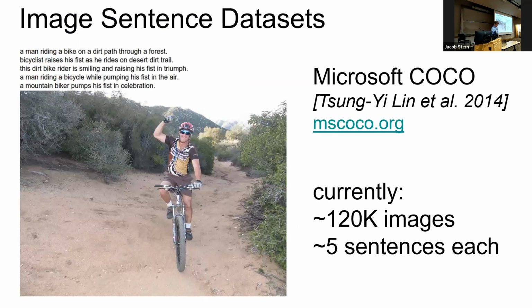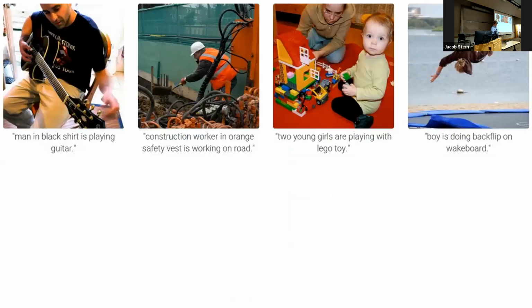So here's an example. I believe this is not predictions, but this is labeled data. This is an example of an image from the MS COCO data set with 120,000 images, and then about 5 one-sentence descriptions, captions of those images. So a man riding a bike on a dirt path through a forest, a bicyclist raises his fist as he rides on a desert dirt trail, etc. So that's what the data set looks like.